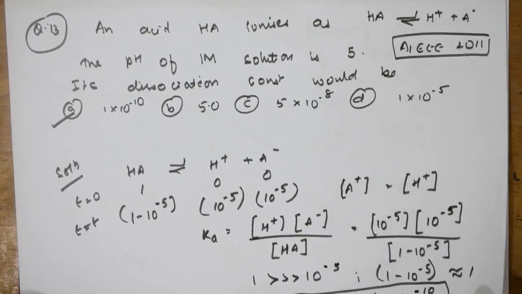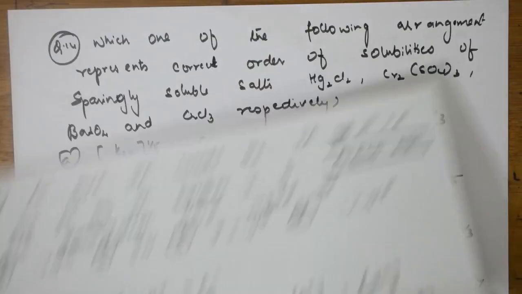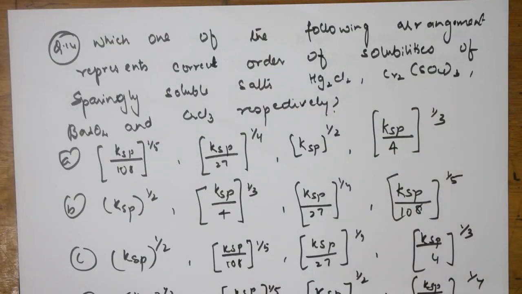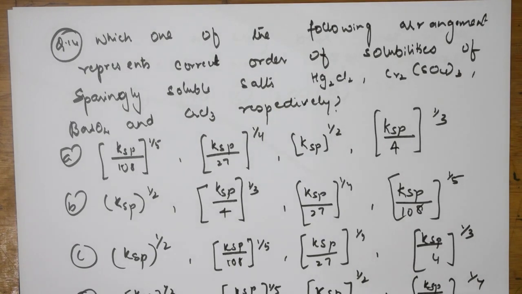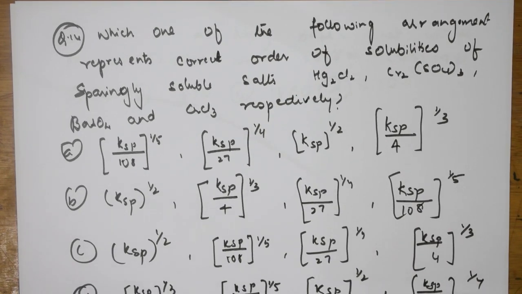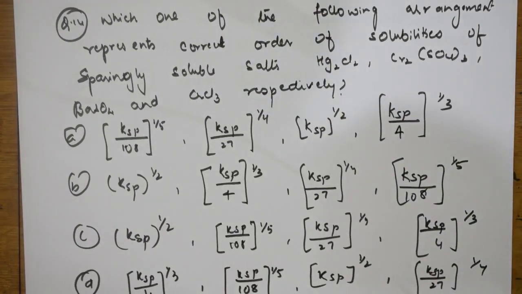Let us come back and do one more question. I'm trying to do all types of questions here. Let's see. Oh wow, such a big question. Right. What do they give us? Which of the following arrangements represents the correct order of solubility of sparingly soluble salts? They've given different options. The sparingly soluble salts are mercury chloride, chromium sulfate, barium sulfate, and chromium chloride. I need to find the correct order of solubilities of these.